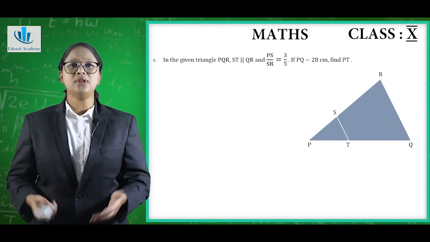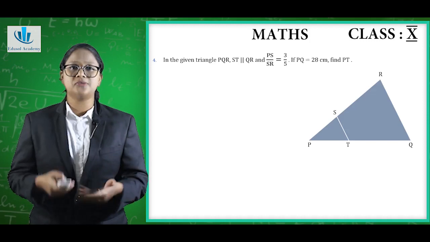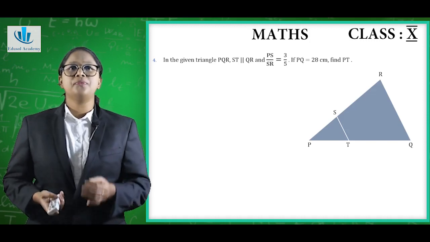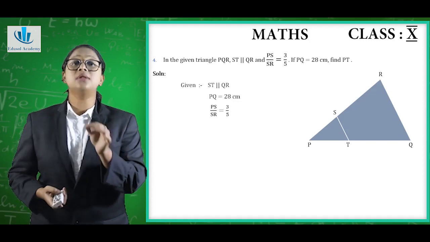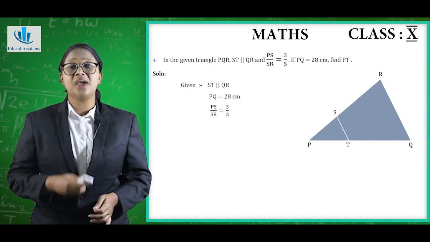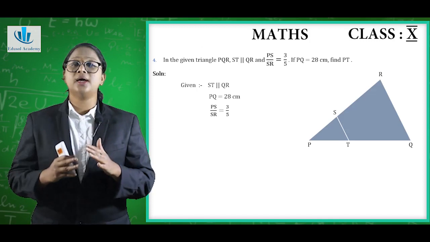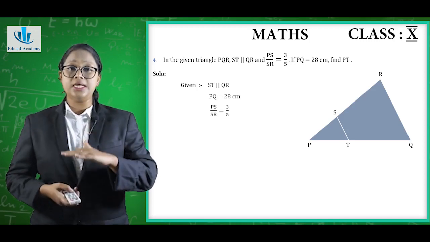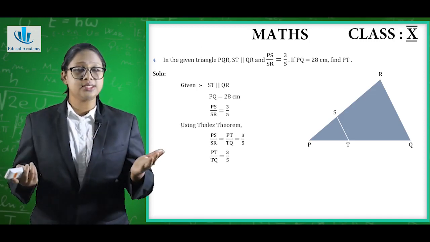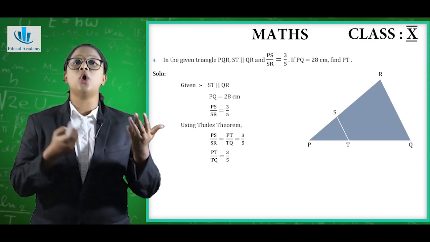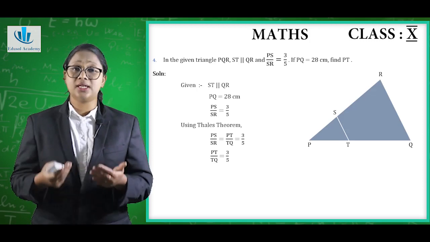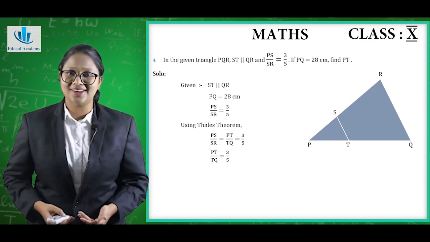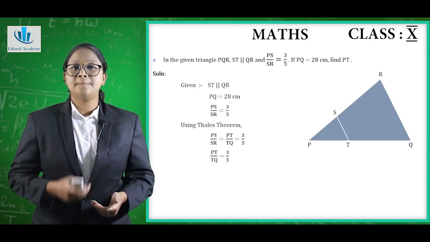So some values are given, some are unknown. We are supposed to find the unknown values, a usual thing. So we'll list out the given things. Given ST is parallel to QR. The thing we have to remember is that in a triangle, whenever there is a line drawn parallel to any one of the sides, we have to think of either converse BPT or BPT. Here they have directly given that the lines are parallel, so we have to apply BPT.